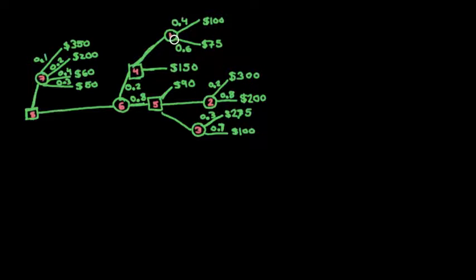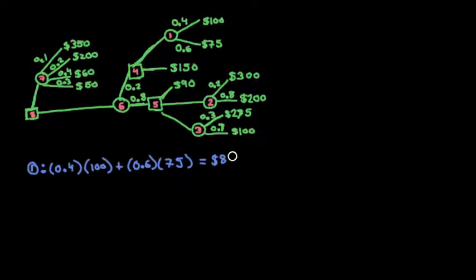So here at node 1, how much money do we expect to get from this event? And you might think, well, either $100 or $75. I can't narrow it down to one value. Expected value is a way to narrow it down to one value. So the expected value for node 1 would be 40% of the $100 plus 60% of the $75, which comes out to $85.